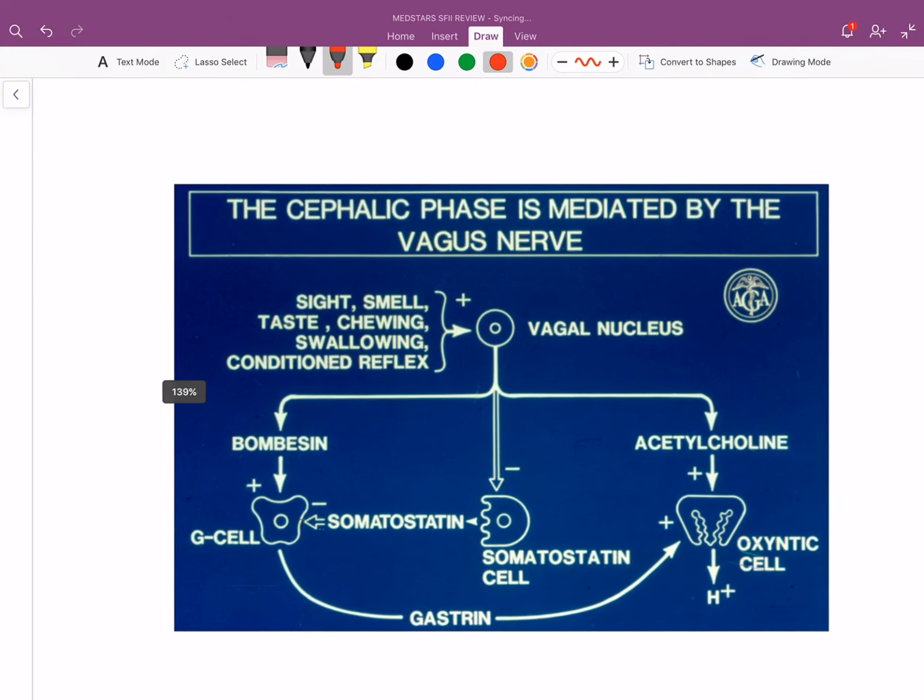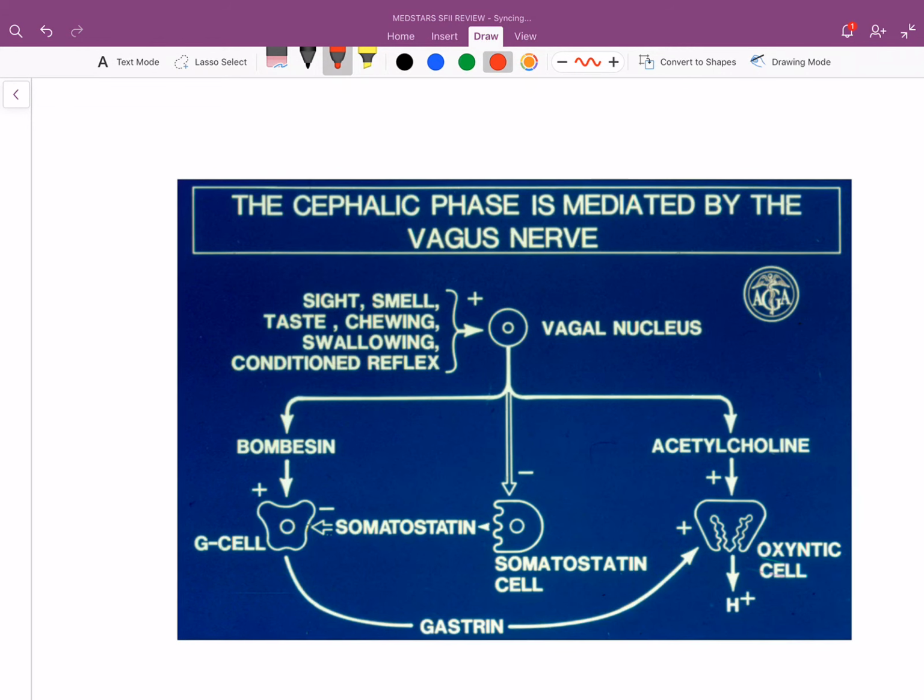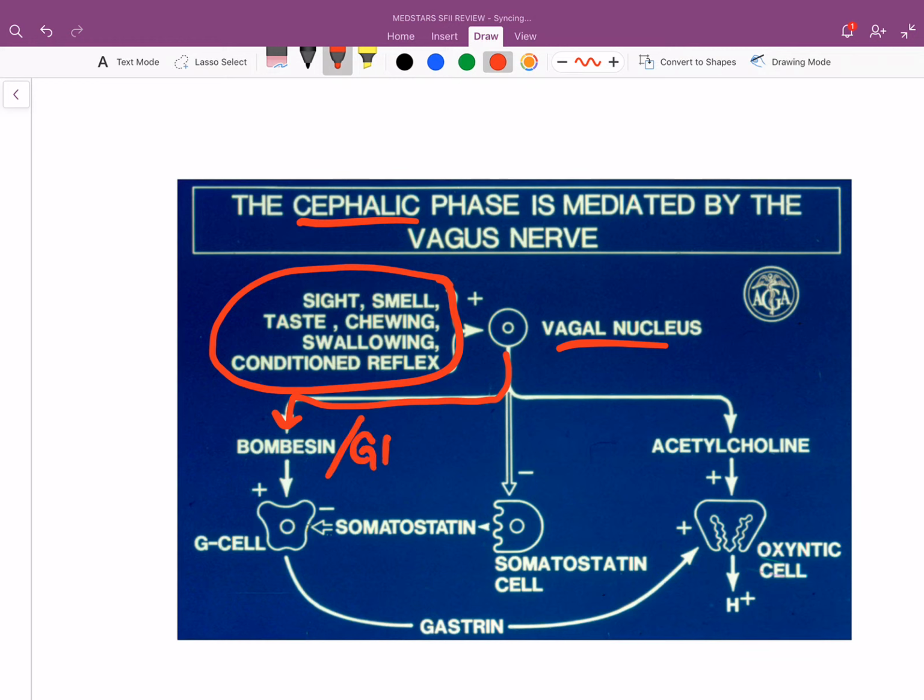Right here, he talks about how, okay, in the cephalic phase, all of that limbic system. You smell the food. Oh, I see they have wings in the cafeteria. Your vagus nerve goes crazy. Your vagus nerve ultimately secretes bombesin. Okay, bombesin is the same thing as GRP.